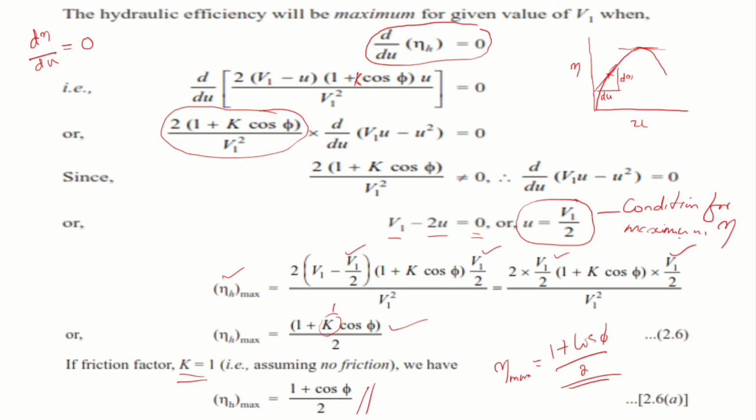In this video we discussed the hydraulic turbines. The first classification of hydraulic turbine is impulse turbine, and the second classification is reaction turbine. The best example for impulse turbine is the Pelton wheel. We discussed the Pelton wheel, and we derived the equation for the work done, efficiency, and the condition for maximum efficiency.